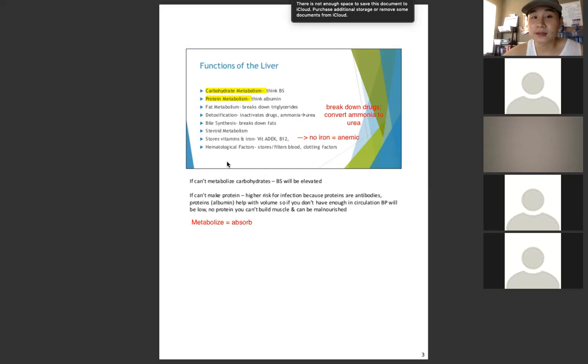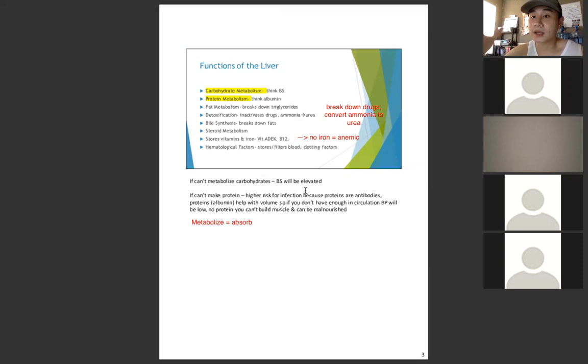So again, if we can't metabolize carbohydrate, the blood sugar will be elevated. Why? Because we just eat the carbohydrate and we won't be able to absorb it. We won't be able to convert it into a smaller substance so that the insulin can convert it into something that we can store or use for energy. Then the carbohydrate will just stay in the form it was in when we ate it.